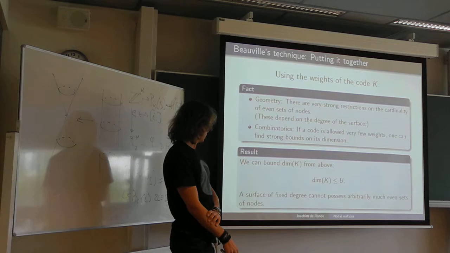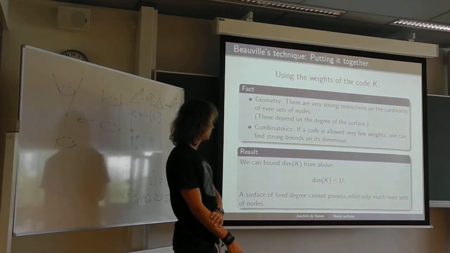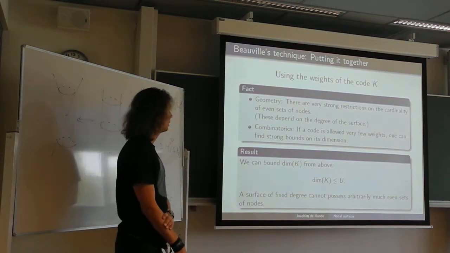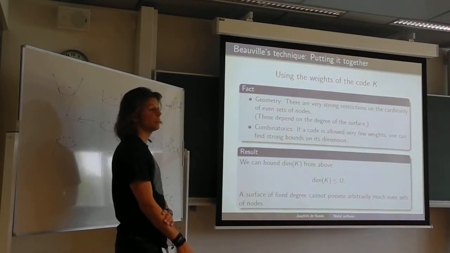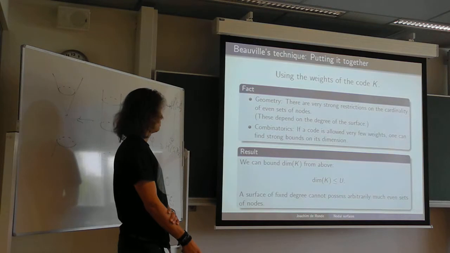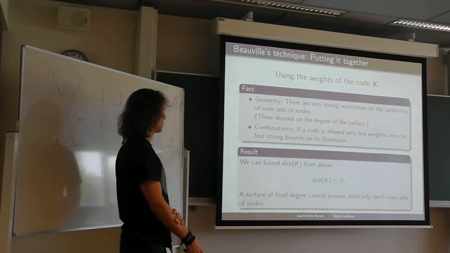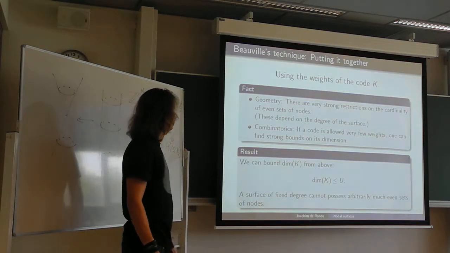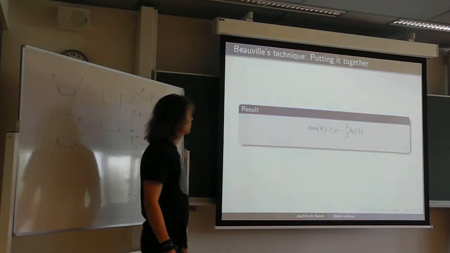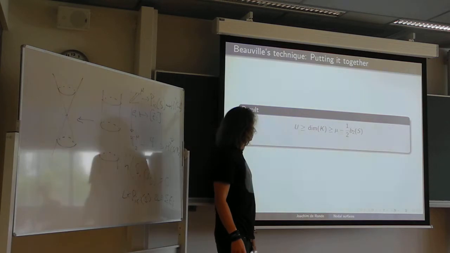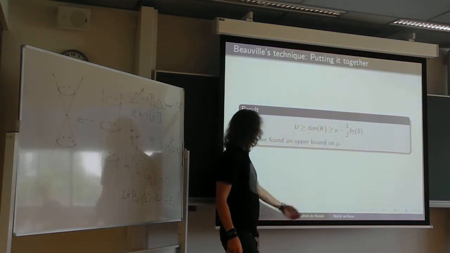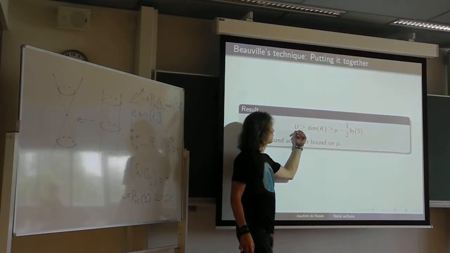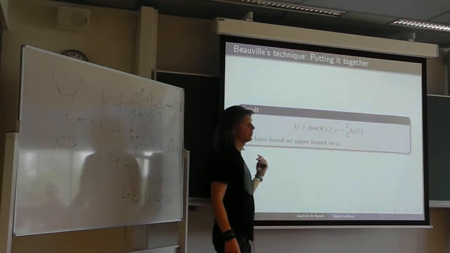Geometric implication, once again: a surface of fixed degree cannot possess arbitrarily many even sets of nodes. I think most of you see it coming now. We saw that if mu increases, there must be more even sets of nodes. But if we keep the degree fixed, this amount of even sets of nodes cannot grow too much. If we put it together, this is the first inequality we found. This is the second. And it's right there. We found an upper bound on mu. It's never bigger than this u, there it is, plus half the second Betti number of S.